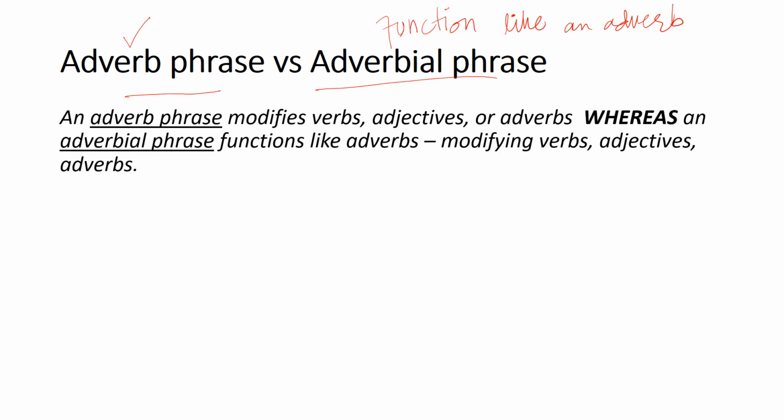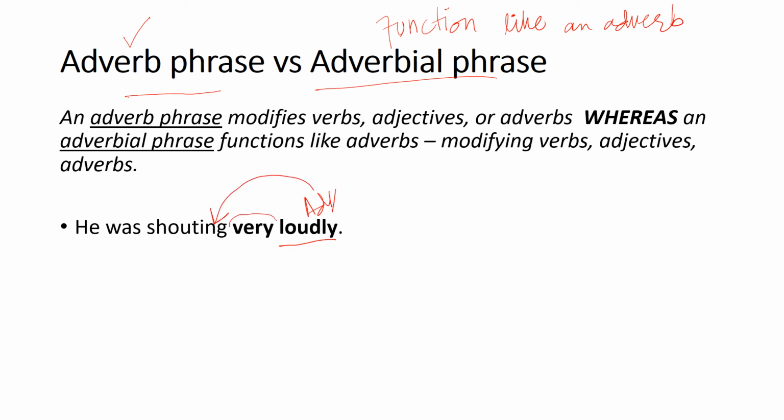अच्छा जी. An adverb phrase modifies verbs, adjectives or adverbs, whereas an adverbial phrase functions like adverbs, modifying verbs, adjectives or adverbs. Let me give you an example. If I say he was shouting very loudly, now very loudly is an adverb phrase and not an adverbial phrase. What is the reason? Acha ji, loudly is what? An adverb. Yes, it is an adverb. Why is it an adverb? Because it is modifying the verb shouting.